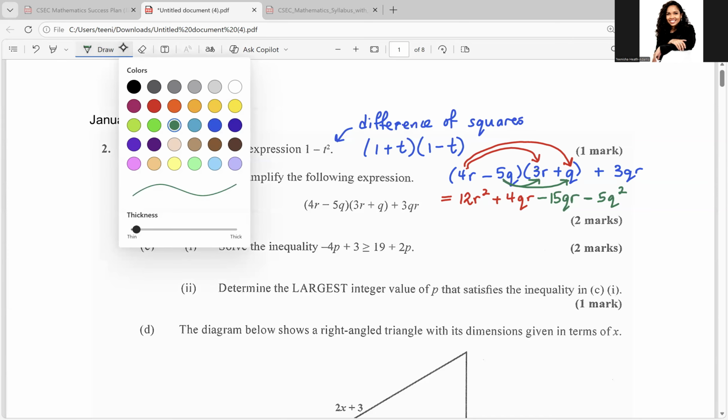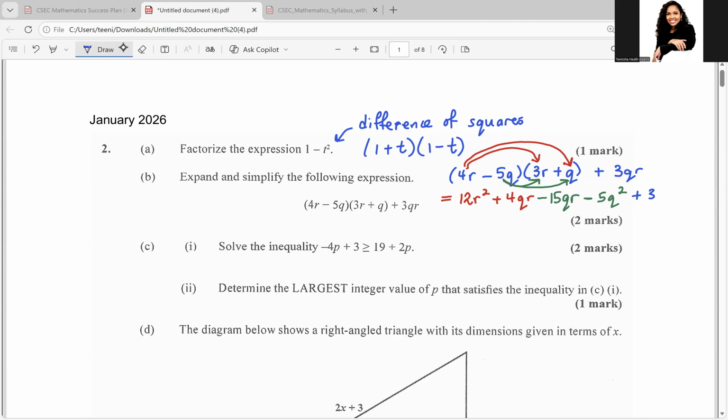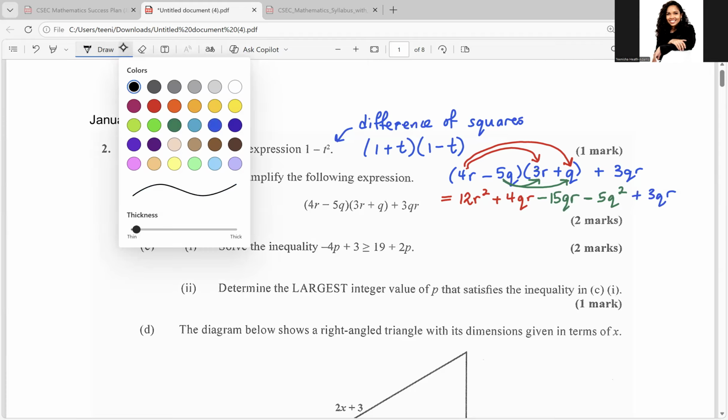All of this has to be added to 3qr, right? And now, finally, I'll group all my like terms. So you could write it out as a third step, or you can just work it out from here. You could say 4qr minus 15qr plus 3qr, or you can write it over just to be safe, grouping your like terms together. So grouping all the terms with qr together.